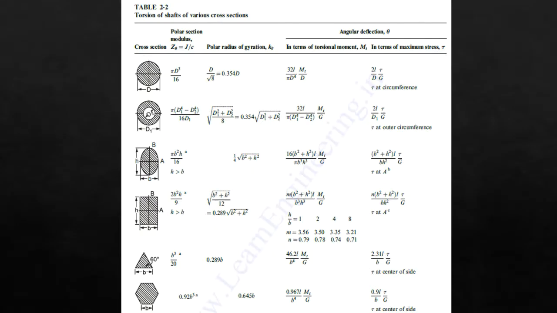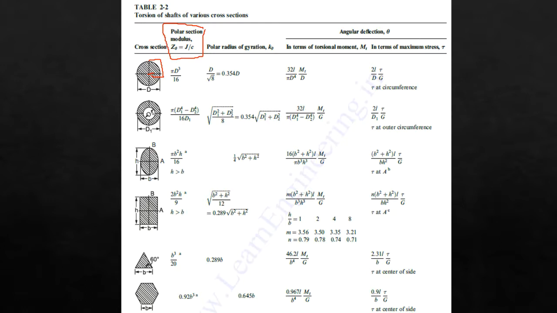The table 2.2 from this data handbook is used to calculate polar section modulus, which is given by J by C, where J is the polar moment of inertia and C is the radius of the shaft or the distance from the neutral axis to the extreme fibers. This value is called C. So students are requested to kindly note these tables.